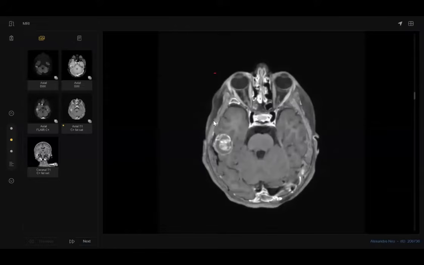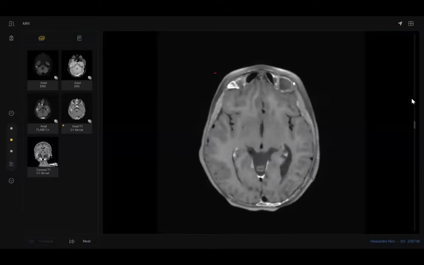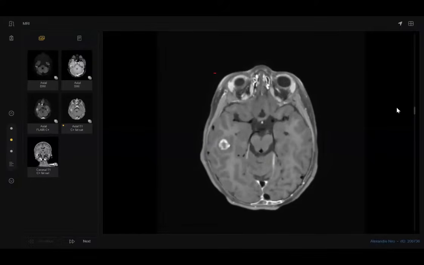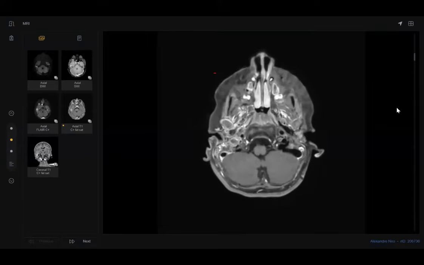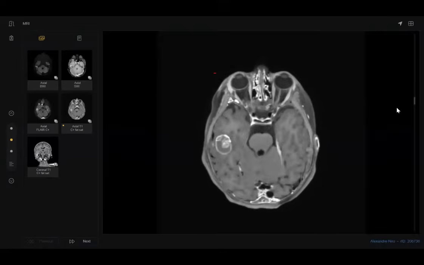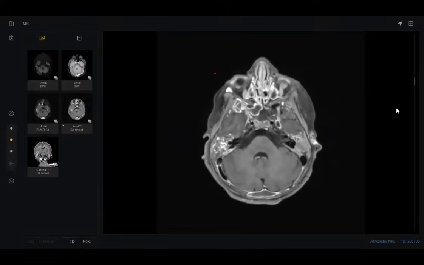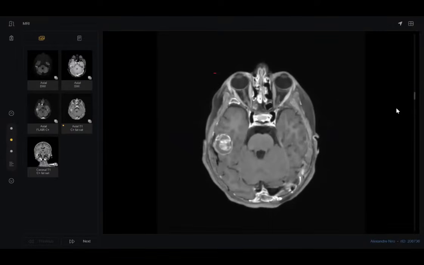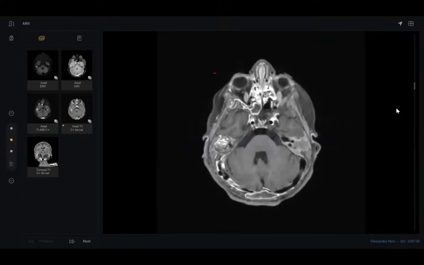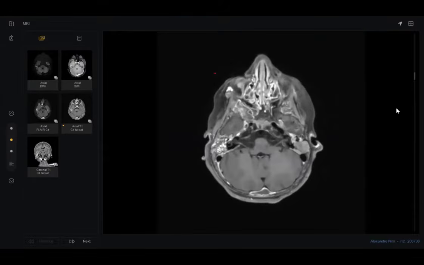Sir, I am provided with axial T1 post-contrast images. I would like to scroll it. Okay, I am provided with axial T1 post-contrast images, and I could appreciate that it is showing some post-contrast enhancement. There is peripheral post-contrast enhancement. There is some solid enhancing component as well. It's extending into the middle ear cavity.